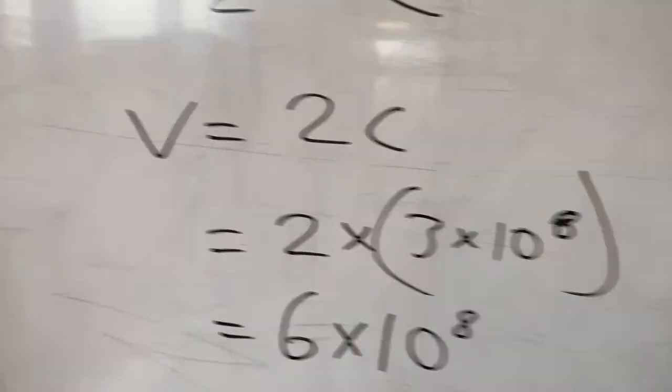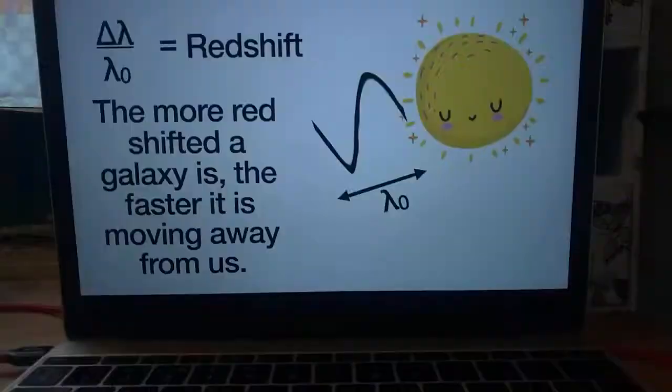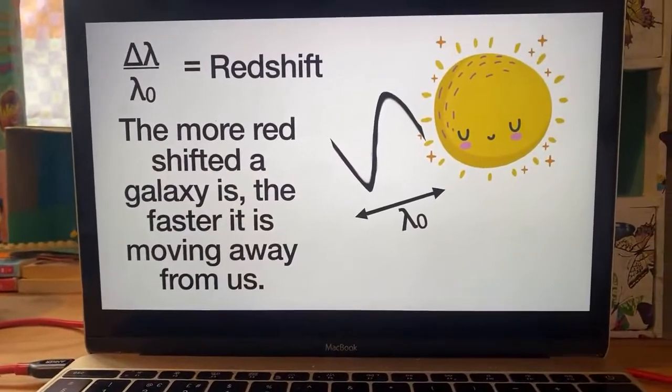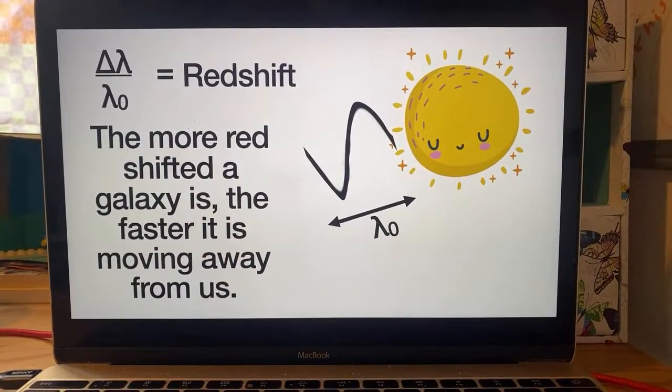Okay, a few little cool facts about redshift before we go, and why blue shift is a thing as well. The more redshifted a galaxy is, the faster it is moving away from us. Are you okay with that? The more stretched the light is, the faster it must have been moving. Hopefully that makes sense.